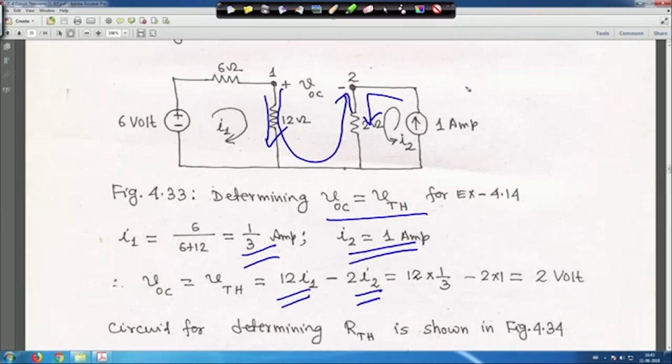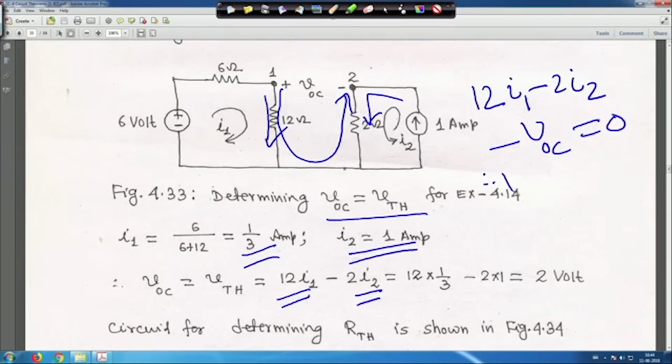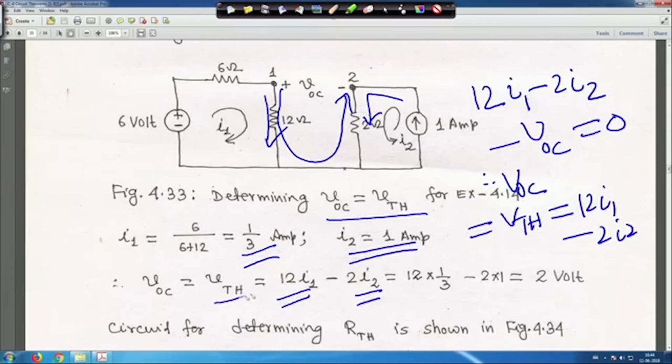I am writing here for you. It is basically 12 I1 minus 2 I2, then encountering the minus terminal first, so minus VOC, where VOC is V Thevenin, is equal to 0. That means VOC, which is V Thevenin, is equal to 12 I1 minus 2 I2. That is 12 into 1 by 3 minus 2 into 1, which is equal to 2 volt. So, V Thevenin is equal to 2 volt, right.